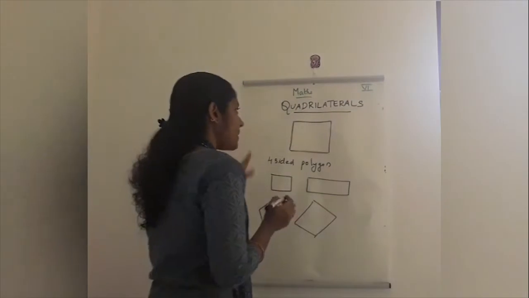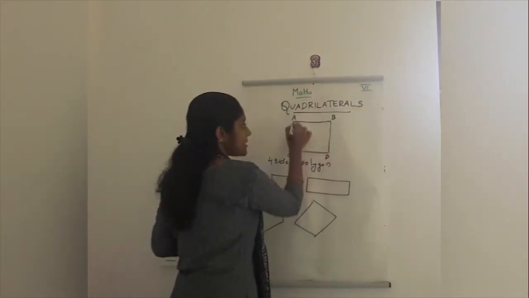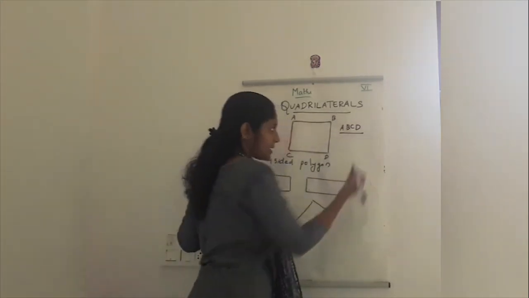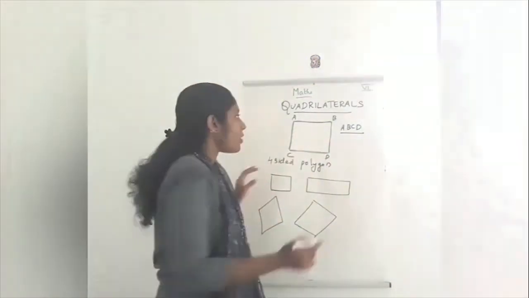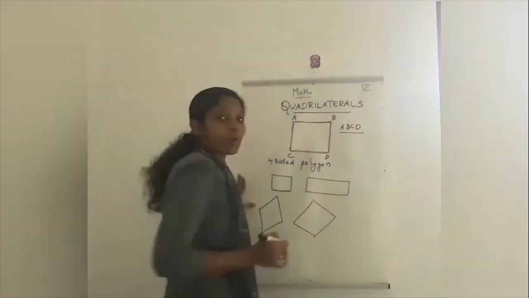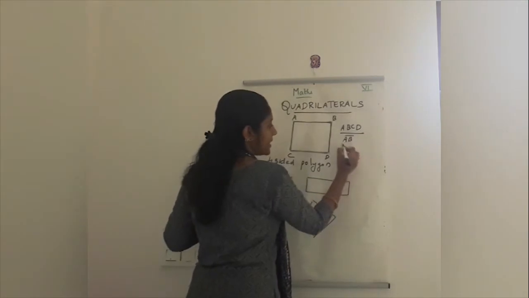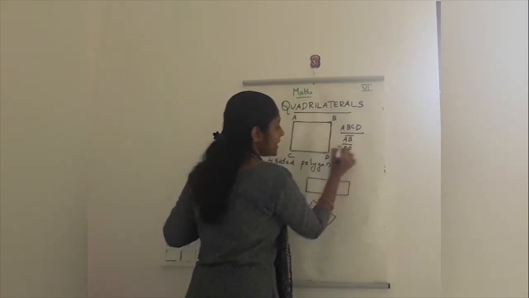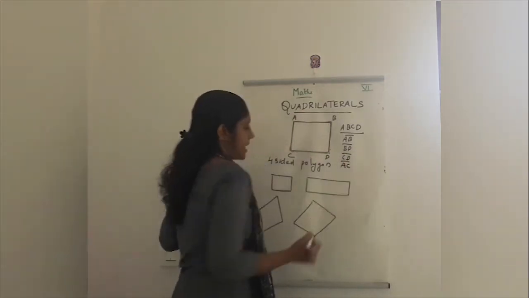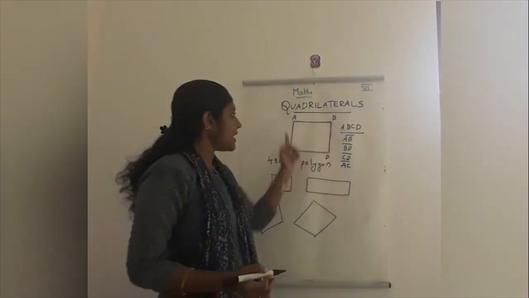So I am going to name it A, B, C, D. So ABCD is a quadrilateral. When you look here, you can see the quadrilateral has 1, 2, 3, 4 sides. How will you name them? AB is one side, BD is another side, CD is another side, AC is another side. So the quadrilateral has 4 sides: AB, BD, CD, AC.